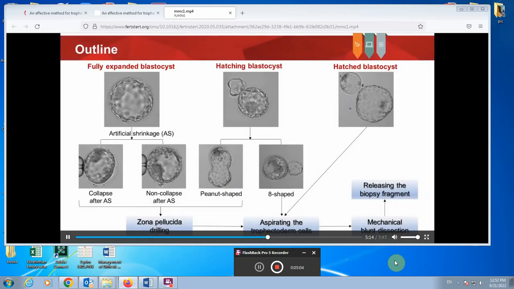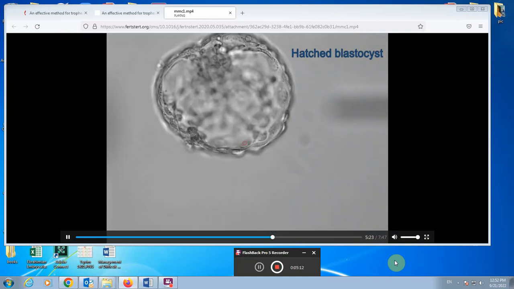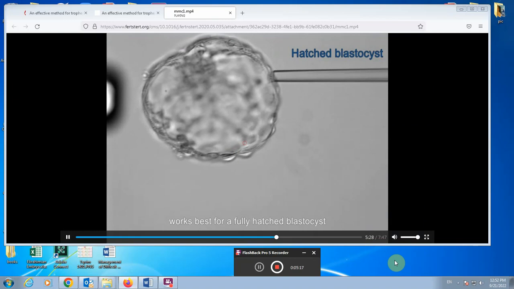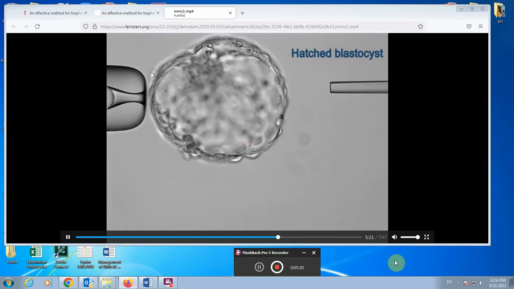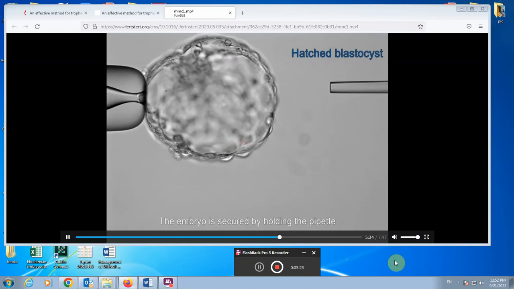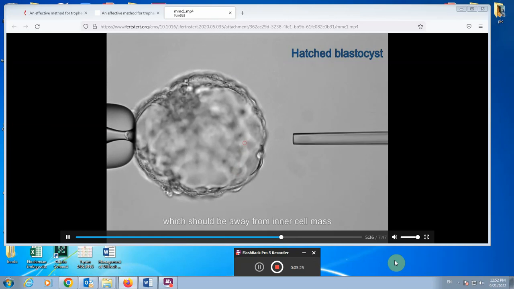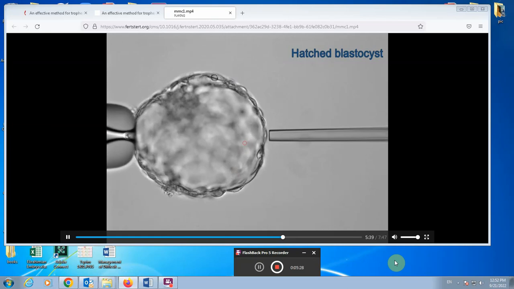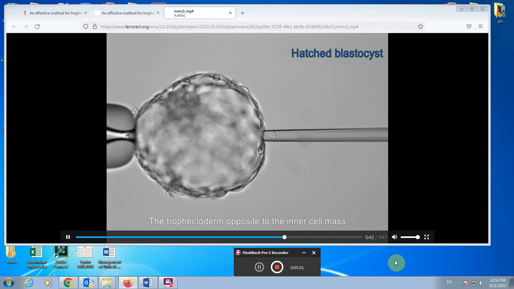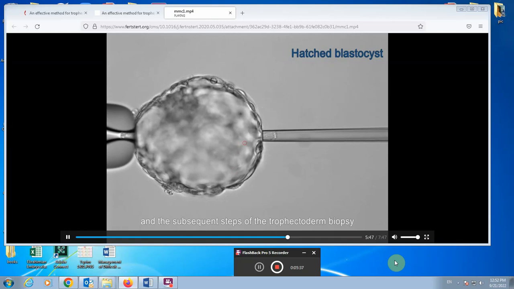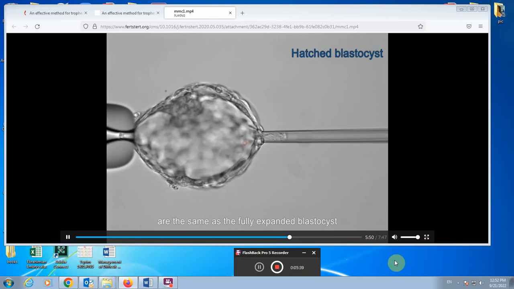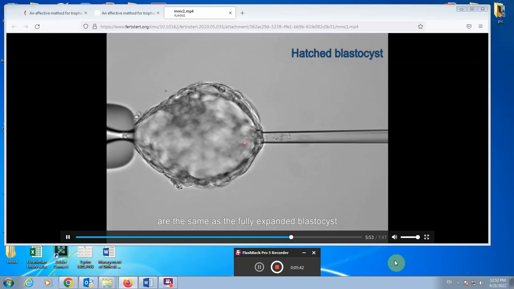In the last part, the biopsy method for hatched blastocyst is demonstrated. It is worthy to note that the mechanical blunt dissection works best for a fully hatched blastocyst. The embryo is secured by the holding pipette, which should be away from the inner cell mass. The trophoectoderm opposite to the inner cell mass is brought into the fine biopsy pipette, and the subsequent steps of the trophoectoderm biopsy are the same as the fully expanded blastocyst.